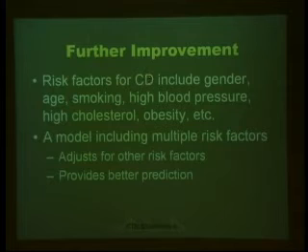So for this coronary disease, certainly there are a number of other risk factors. We have gender, age, smoking, and other risk factors. And then how to build a model that allows you to include multiple risk factors together, instead of just evaluating one at a time?